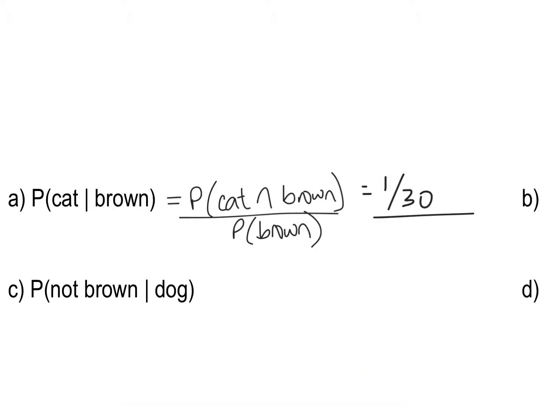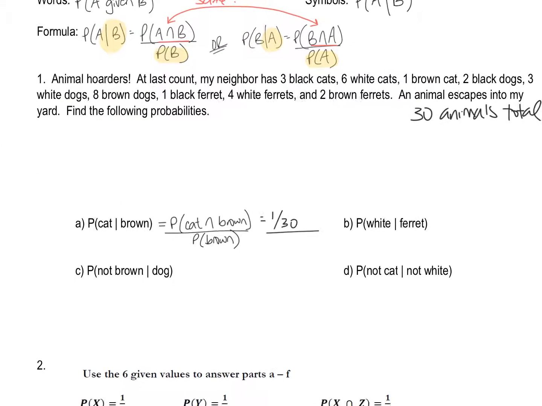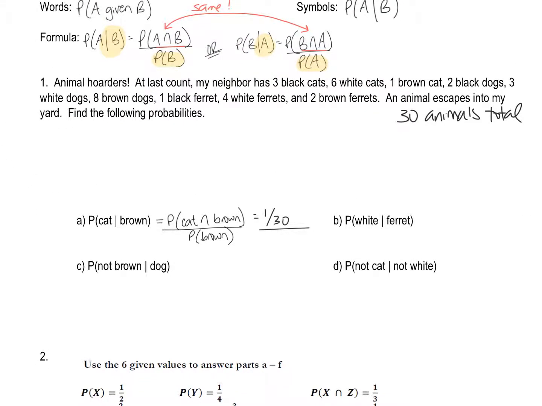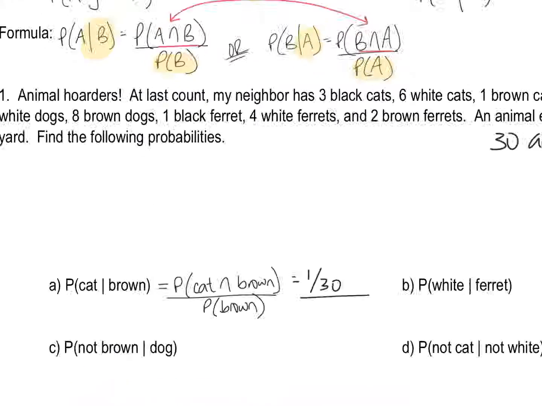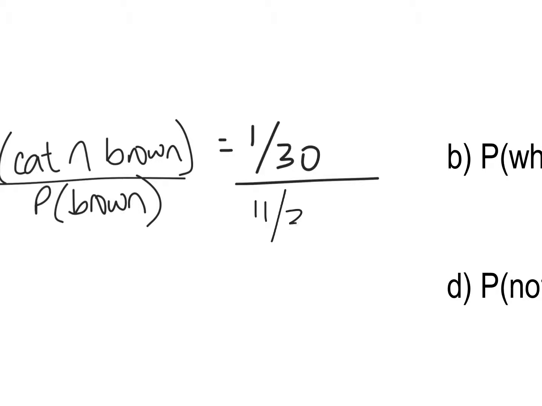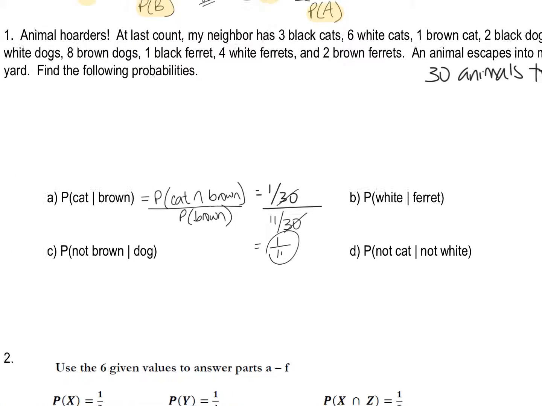And that's the numerator probability, but what is the denominator probability? What's the probability that the animal is brown? So that includes any animal that is brown. Looking up at the top, in terms of any animals that are brown, I have 1 brown cat, 8 brown dogs, and 2 brown ferrets. That's 11 brown animals altogether. And so when you flip and multiply those fractions, the 30s cancel and you get 1 over 11. And that's just practice using the formula.